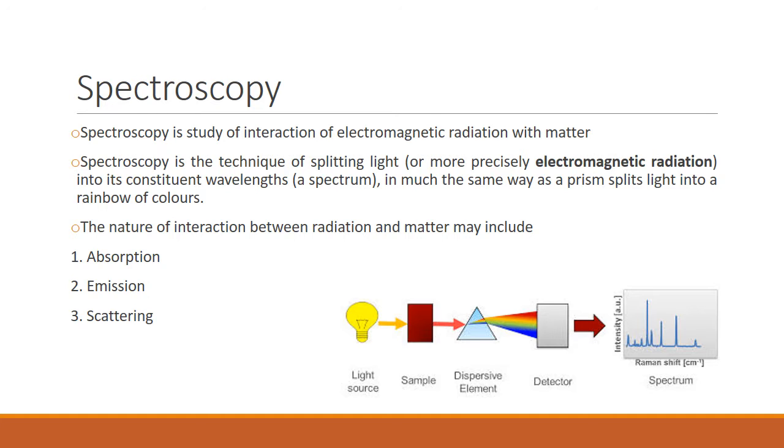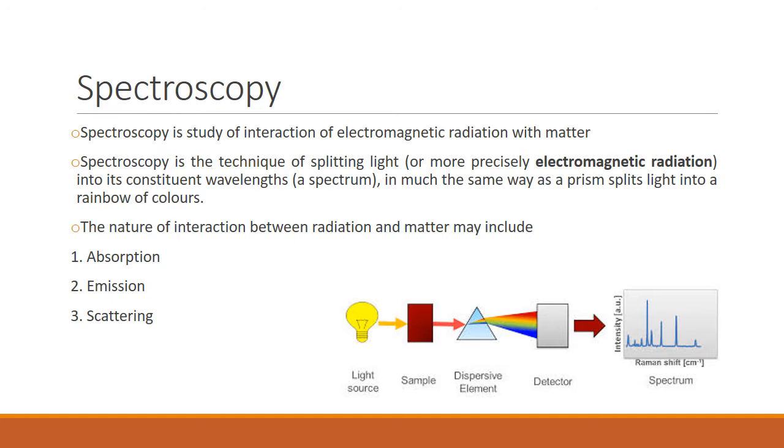The nature of interaction between the electromagnetic radiation and the matter is classified mainly into three cases. First one is absorption, second is emission, and the third one is scattering. There are different spectroscopic techniques where we study absorption, some where we study the emissions, and there are spectroscopic techniques where we use the scattered light for understanding the chemical composition of the system.